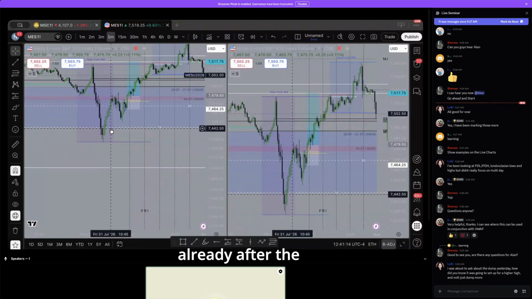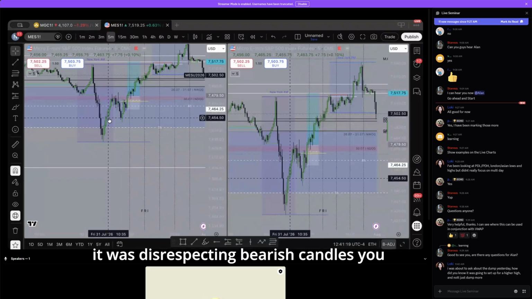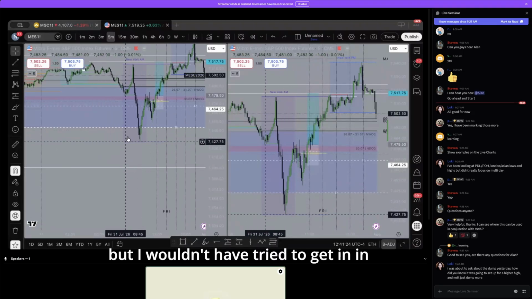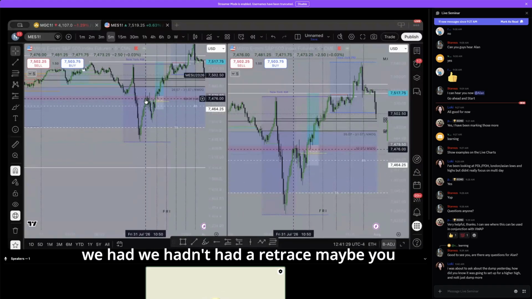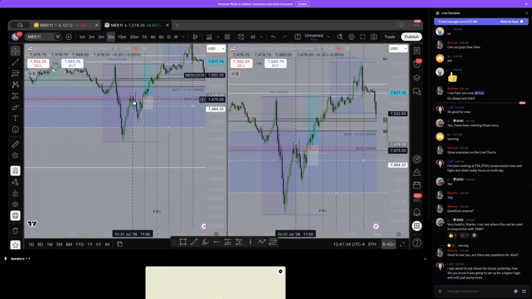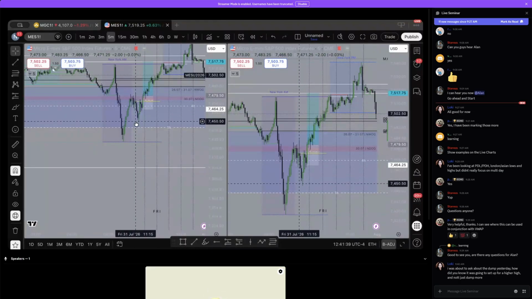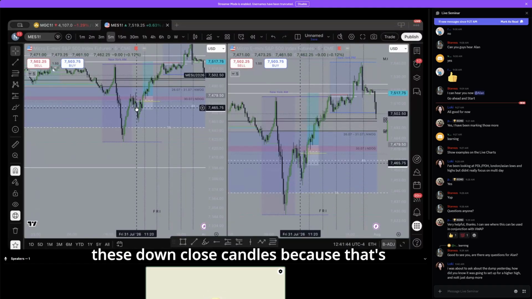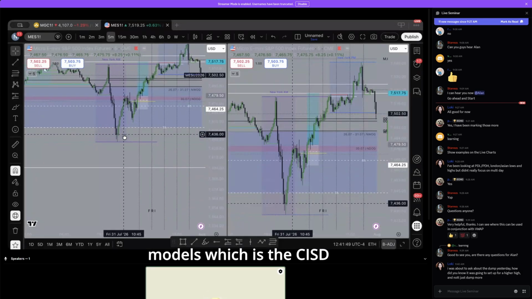And that was already after the market was showing me that it was disrespecting bearish candles. Like I said, I could have pushed lower, but I wouldn't have tried to get in any of this dump because we hadn't had a retrace. Maybe you could have found an entry down here, but that would have been invalidated once we started closing through these bearish candles. That's something I will get into in a later masterclass, these down close candles, because that's basically one of my entry models, which is the CISD.